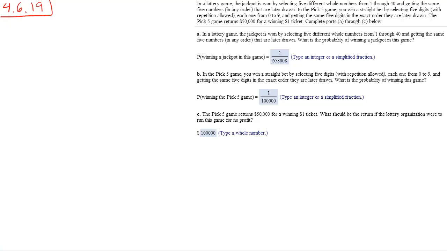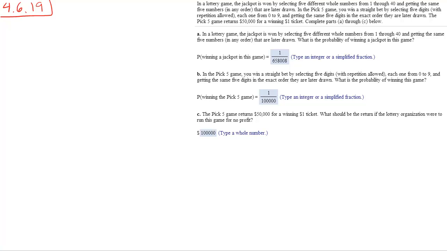So we'll start with A. In this lottery game, the jackpot is won by selecting 5 different whole numbers from 1 through 40, and you get the same 5 numbers in any order that are drawn later. What's the probability of winning the jackpot in this game? Well, you have to ask yourself, how many different sets of 5 numbers are there? And then in order for you to win, you have to have one of those sets, right?